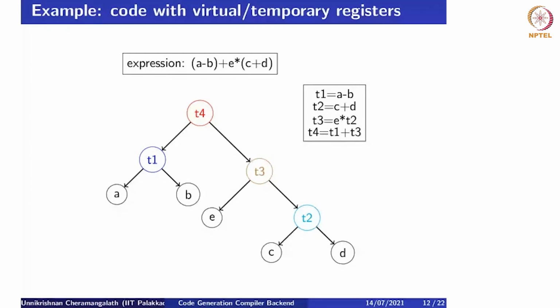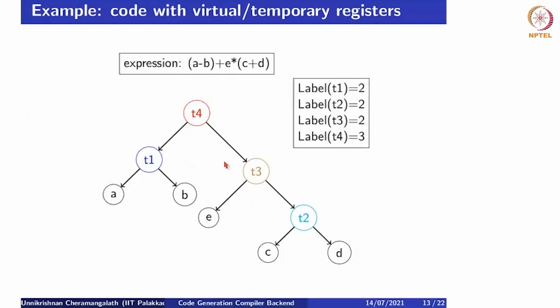A, B, E, C, D all have 1. T2 has a label of 2 because both the children have the same label 1. But for T3, the left child has a label of 1 and the right child has a label of 2. You take the maximum, that will be 2. So T1 will have a label of 2, since both children A, B have label 1. Now T1 and T3 have label 2, so T4 will have a label of 3.